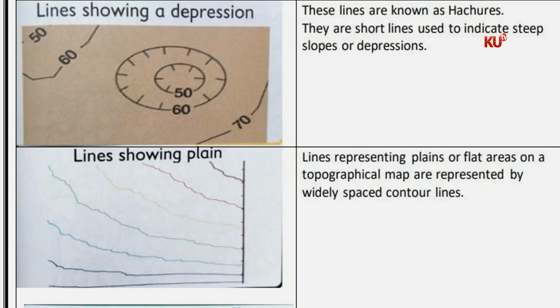The next one are lines showing a depression. These lines are known as hachures. They are short lines used to indicate steep slopes.